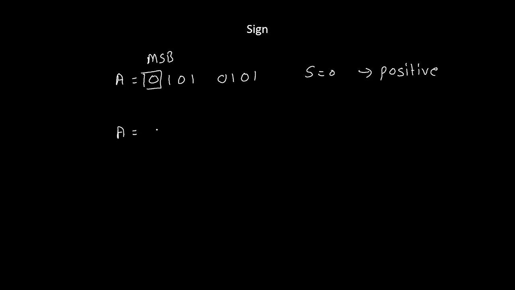And in a particular accumulator, if the MSB is 1, then in this case our sign flag will become 1 and this answer will be treated as a negative answer. So, this was the detailed explanation of each and every flag. Thank you.